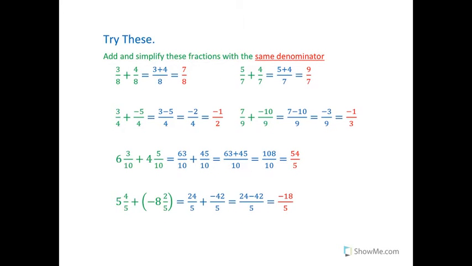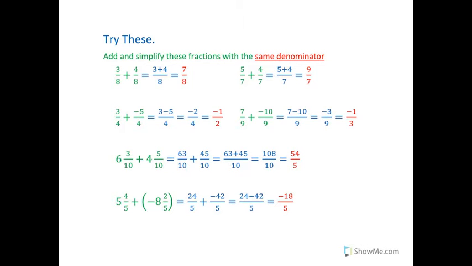All right, again, the denominator is the same. You keep it. 3 plus 4 over 8 is 7/8. 5 plus 4 over 7 is 9/7. 3/4 plus -5/4 is 3 minus 5, which is -2/4, but reduce to -1/2. And 7/9 plus -10/9, 7 minus 10 is -3, reduced to -1/3.